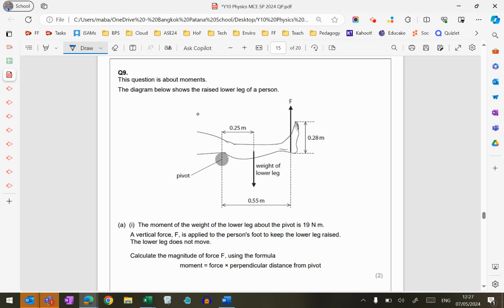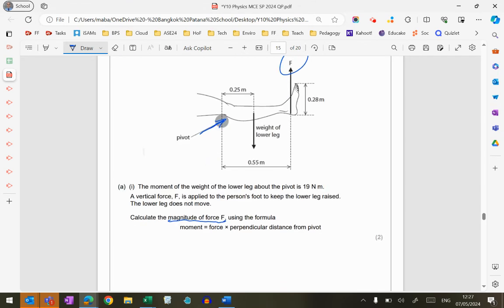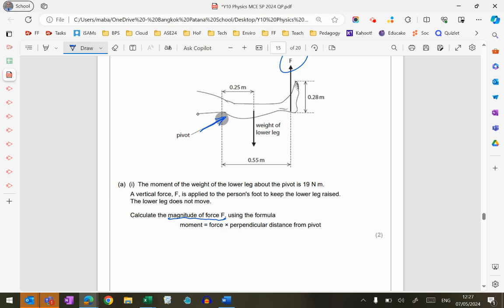Okay, so it says calculate the magnitude of force F. Okay, so there's force F. And you can see they've even conveniently labeled up the pivot for you, and they've even given you the formula. So they really helped you out a lot here, haven't they? And they've told you the moment. So on this side of the equation, we've got 19. On this side, we've got the F, and then we need the perpendicular distance from the pivot, which of course is that distance there, which we can read off is 0.55 meters.